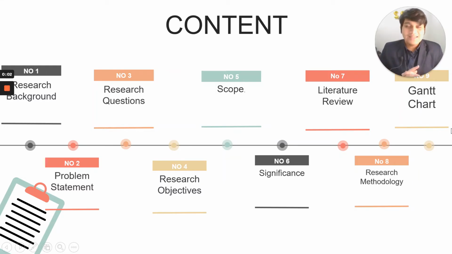Let's begin. These are basically the 9 components that we will go through in this project. First, we will begin with research background. Next, we will go through the problem statement. Furthermore, research question and research objective will also be explained in this proposal presentation. Moreover, scope and significance will also be studied. Next, we'll go to the literature review and the research methodology. Last but not least, the Gantt charts. Let's begin with the first one, research background.